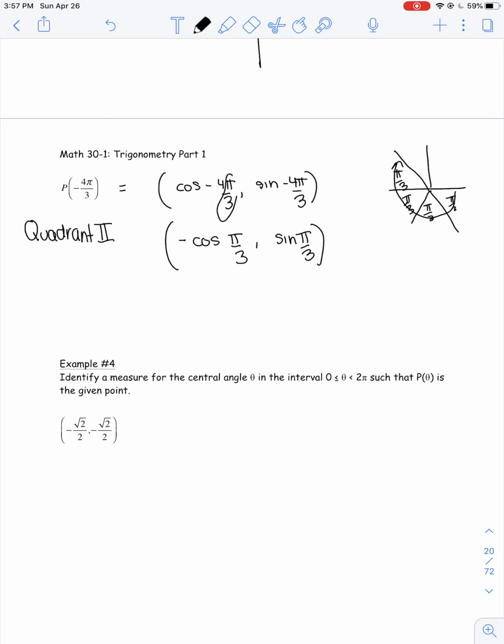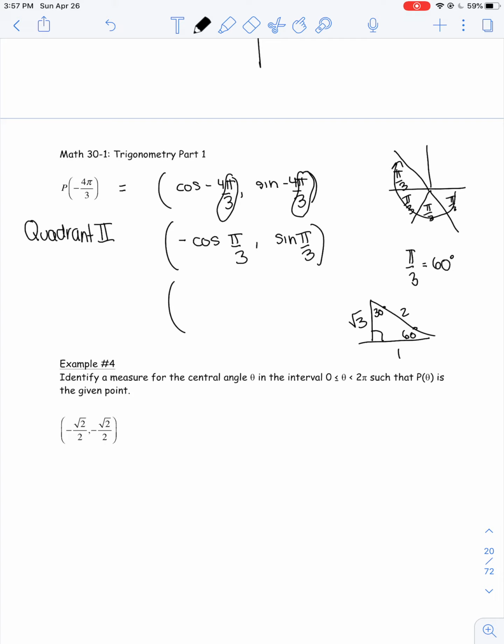So I can kind of ignore this number in front and just look at these two values to figure out what my reference angle is. And pi over 3, guys, is equal to 60 degrees. That's helpful for us, because when we look at our special triangles, we know that we're looking at the 30, 60, 90 triangle.